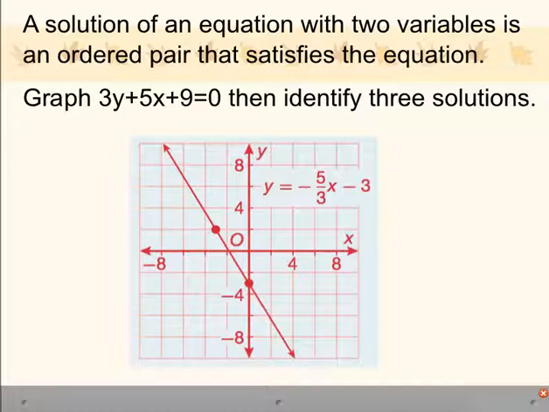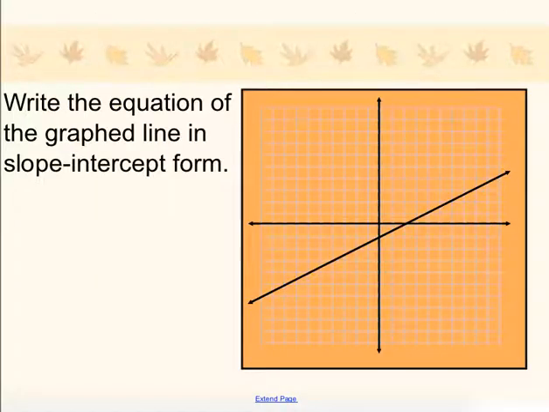And then we have some equations to write from graphs. So remember, we need 2 things to find the equation of a line. First, we need the y-intercept, and we need the slope. So in this case, let's look at that y-intercept. We see it crosses the y-axis at -1.